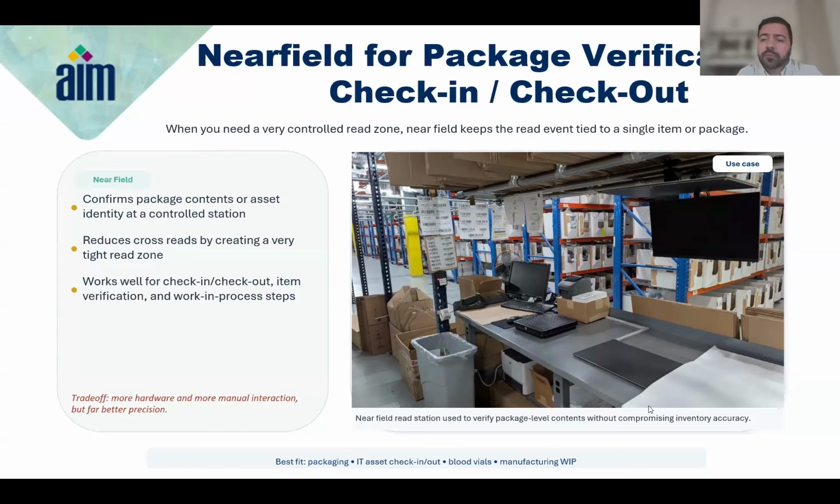Essentially what we were doing was passing packages through this read station and confirming the contents were correct, logging the contents, and then they'd be able to see that on that computer screen off to the left there. The verification is available on the screen, with no risk of cross reads that would compromise the inventory verification. This is a great solution, especially if you need that controlled read range. If you look at how close they are to the warehouse, we're not going to pick up other tags or anything like that. It's strictly validating what was brought in that package.